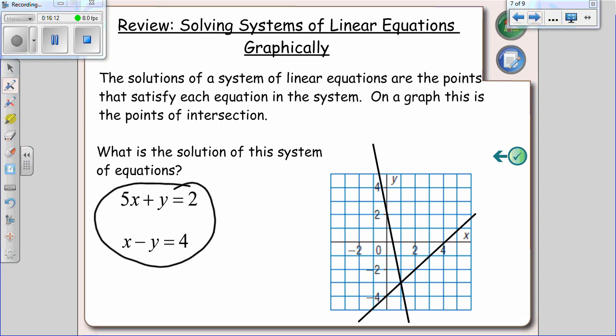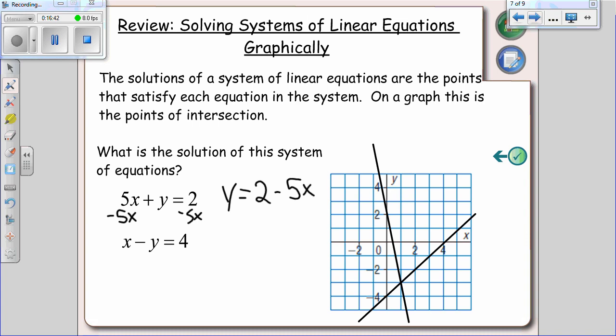So what we're going to do is use graphing. The first thing you need to do if you want to graph something is hit y equals. What do you notice? Everything's in y equals. So we need to get these two equations to be y equals equations. For the first one, we're going to subtract 5x from both sides, and you get y is equal to 2 minus 5x. That's your first one.